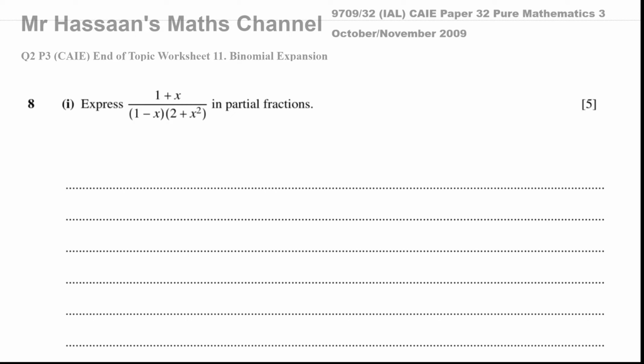Mr. Hassan's Maths channel. I'm now answering question number 8 from the October-November 2009 paper 3 variant 2, 9709 Cambridge, and this question is question number 2 for my end of topic worksheet on binomial expansion. Now, part 1 of this question is about partial fractions and part 2 is about binomial expansion.